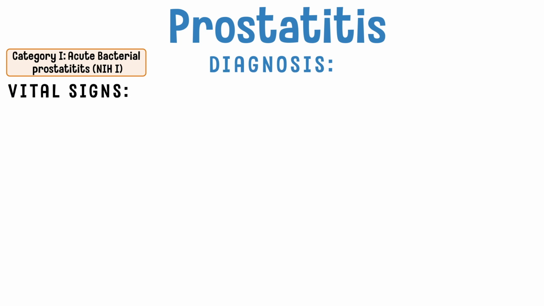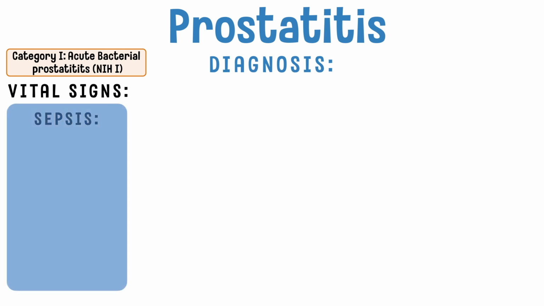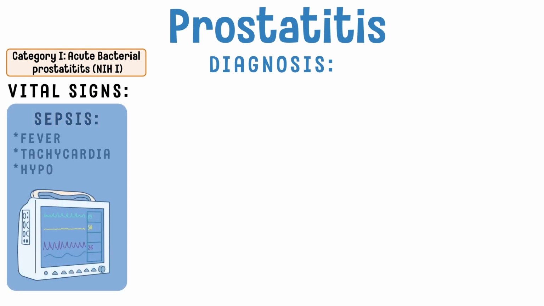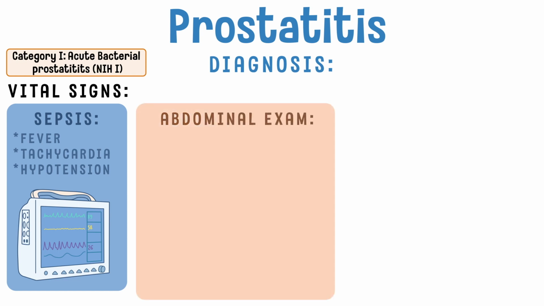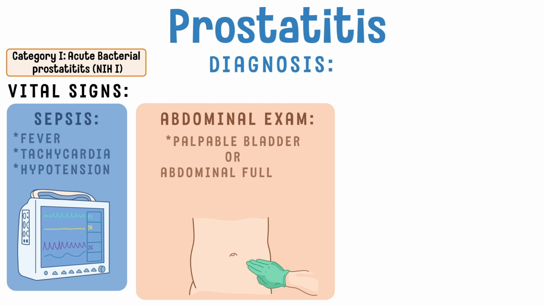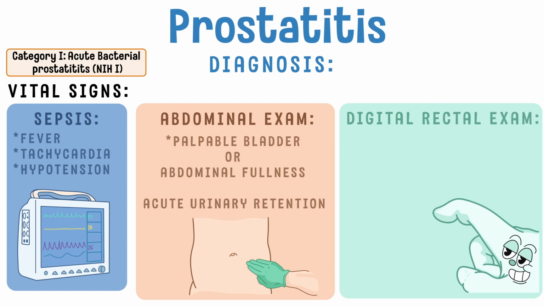Vital signs could indicate signs of sepsis, including fever, tachycardia, and hypotension. An abdominal examination may reveal a palpable bladder or abdominal fullness, suggesting acute urinary retention. The digital rectal examination is performed cautiously, and the prostate gland may be extremely tender, warm, boggy, and swollen.